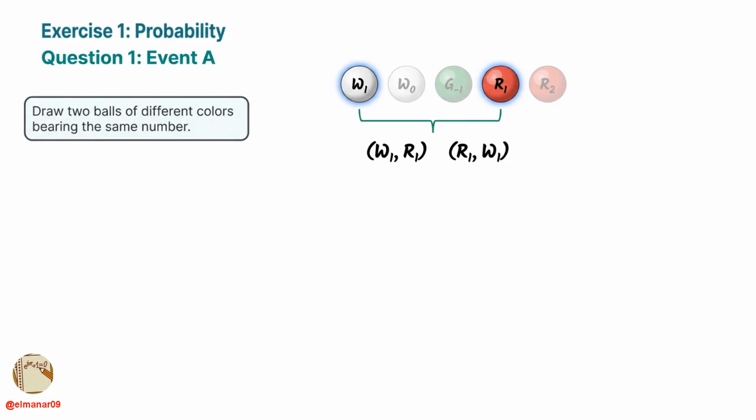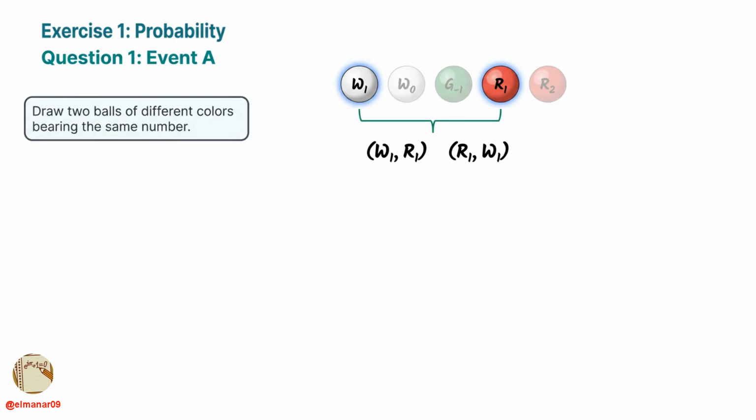We have a set of 5 balls, a white ball numbered 1, W1, a white ball numbered 0, W0, a green ball numbered -1, G-1, a red ball numbered 1, R1, and a red ball numbered 2, R2. Now, let's put those sharp observational skills of yours to work. Which numbers repeat? The only number appearing on 2 balls of different colors is the number 1. We have the 1 on the white ball, W1, and the 1 on the red ball, R1. The other numbers, 0, -1, and 2, are unique in this urn. Therefore, to achieve event A, there is only one possible pair of balls, the white one and the red one.